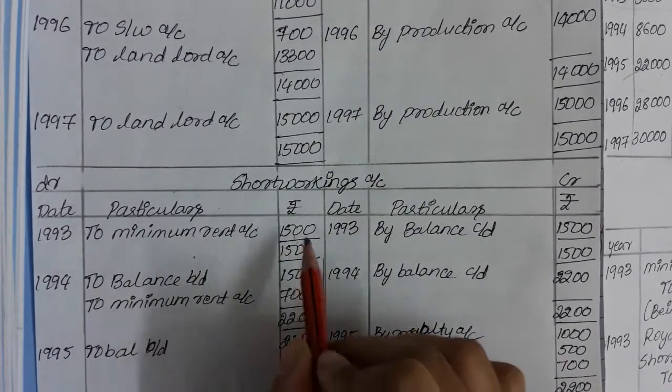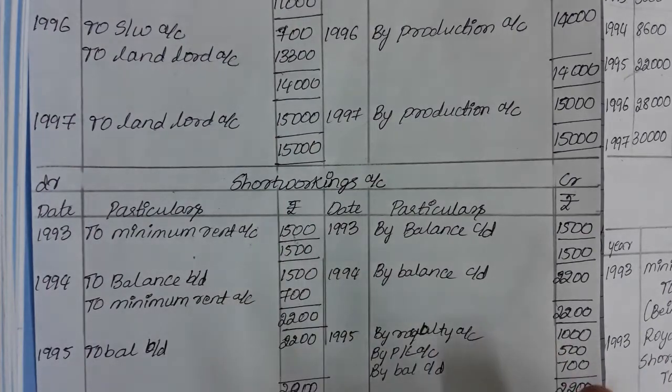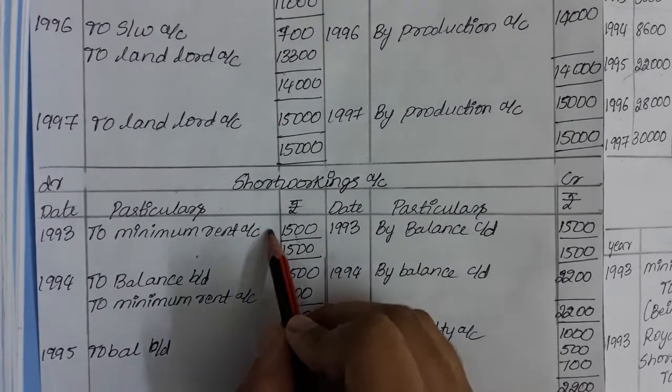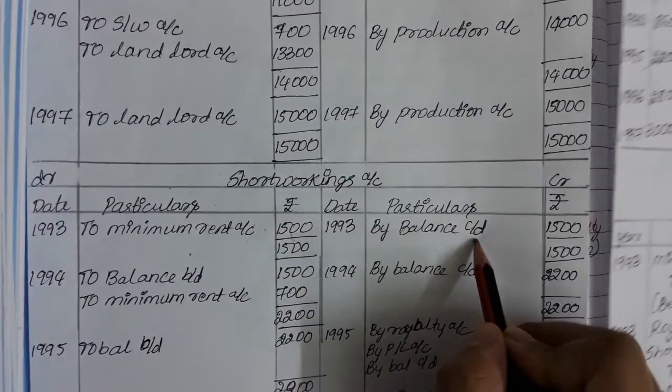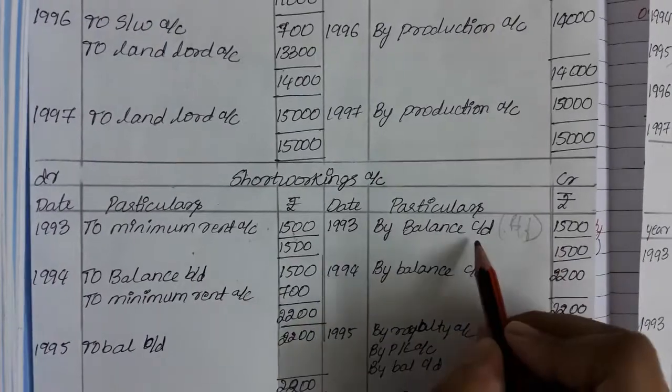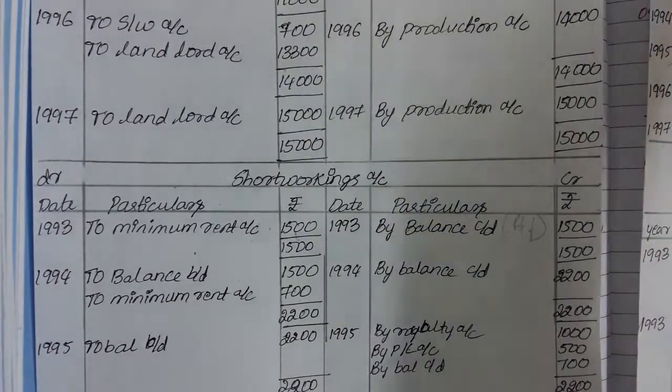So what happens? The first year's short workings cannot be recovered in the first year itself. So you will carry forward for the next year, right? So 1500 by balance carried down, or balancing figure you can take. So you need to carry down for the next year.